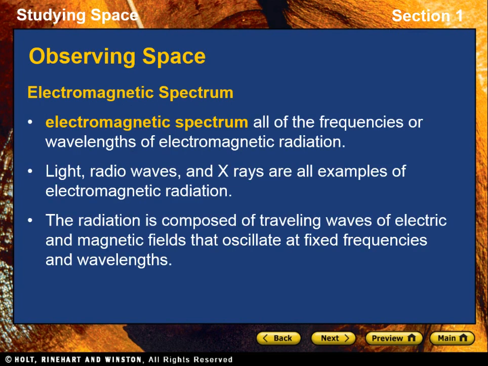Chapter 26, Section 1, Observing Space. Light enables us to see the world around us and to make observations. When people look at the night sky, they see stars and other objects in space because of the light these objects emit. This visible light is only a small amount of the energy that comes from these objects. By studying other forms of energy, astronomers are able to learn more about the universe.